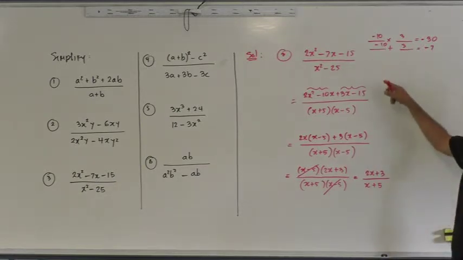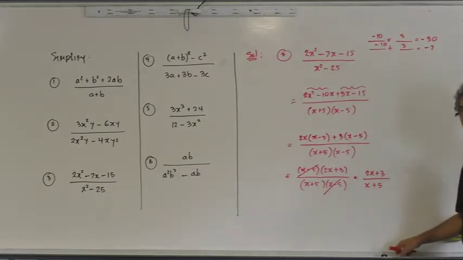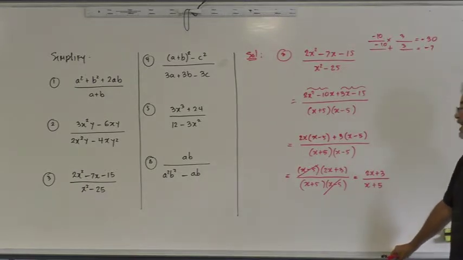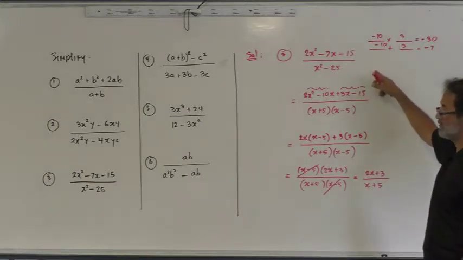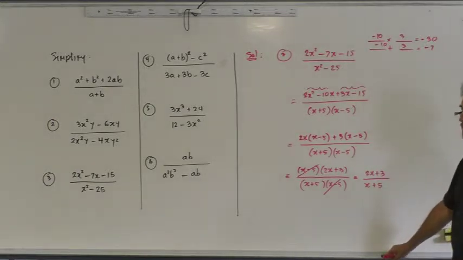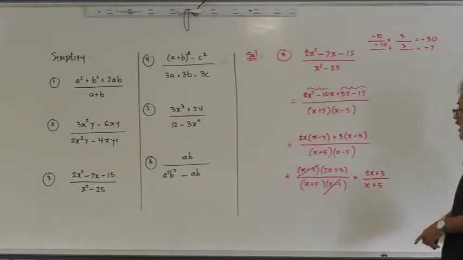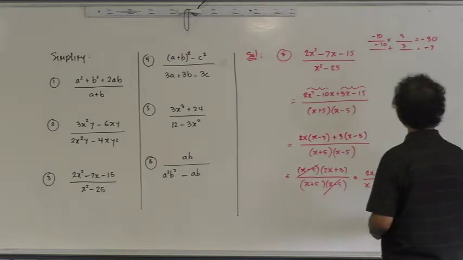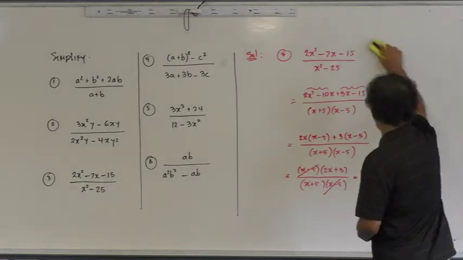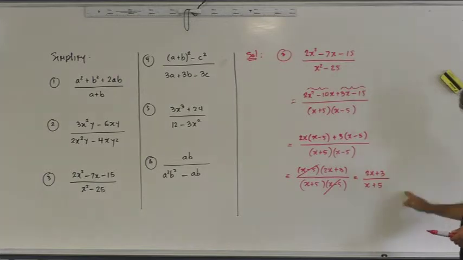When you simplify, most likely you're going to have factors that you can get rid of. So when you simplify a fraction, it is highly likely that you're going to have factors in common, something that you can eliminate at the end. All right. Are you okay with this?